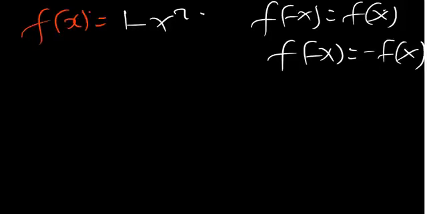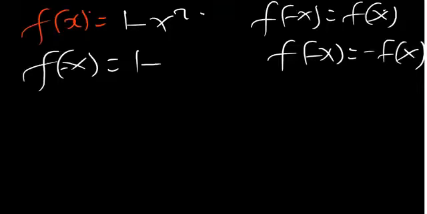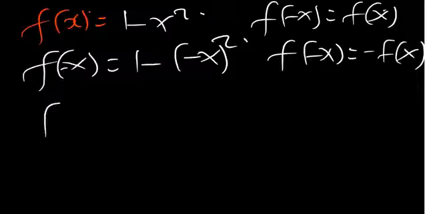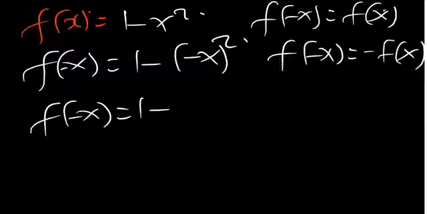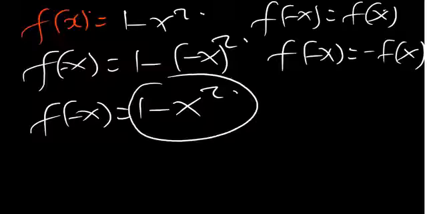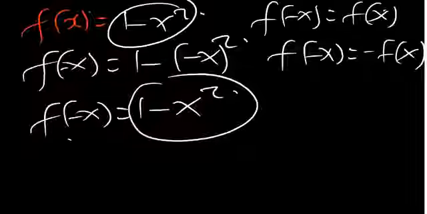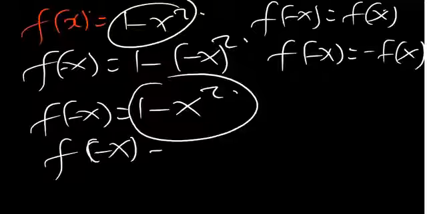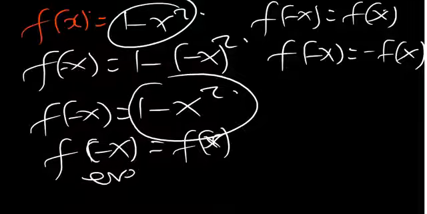So let's see. We have got f of negative x is going to be 1 minus negative x squared. So f of negative x is going to be equal to 1 minus negative x squared, which is going to give us 1 minus x squared. So this is giving us exactly the original function. So since f of negative x is equal to f of x, then we can conclude to say this is an even function. As simple as that.